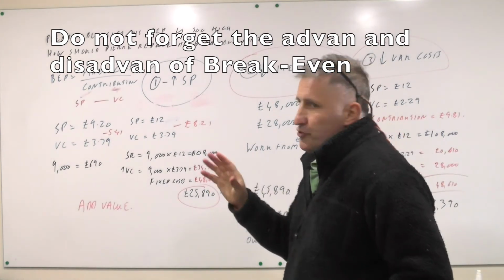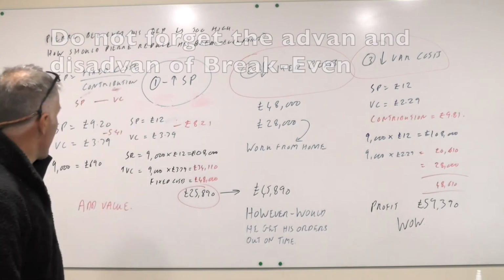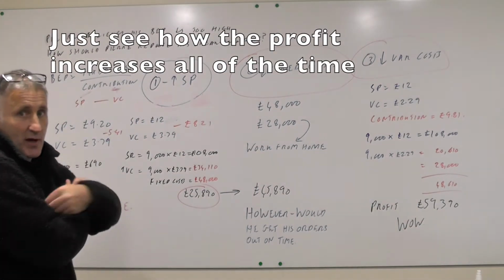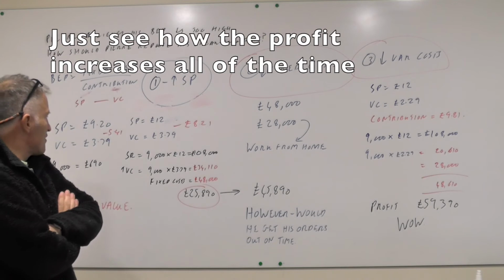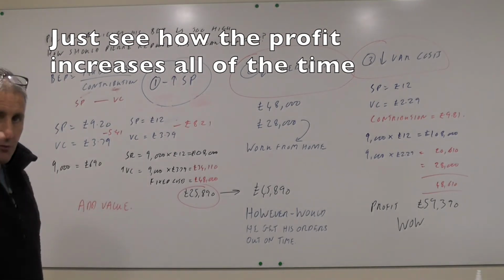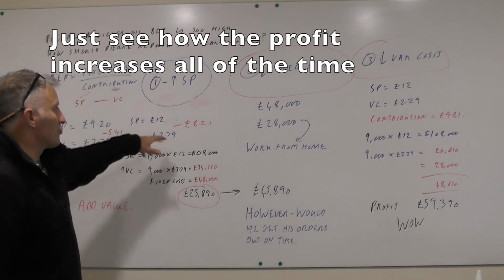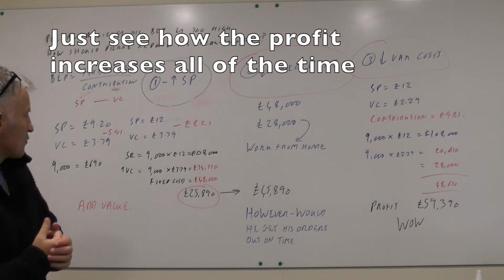This is just a very quick lesson. I just want to show you the link between break-even and profit. So going back to Pierre's t-shirts again, which we're selling for £9.20 and the variable cost is £3.79, which means a contribution of £5.41. But imagine if we increase the selling price to 12 quid and we kept the same variable cost, the contribution will then go up to £8.21.